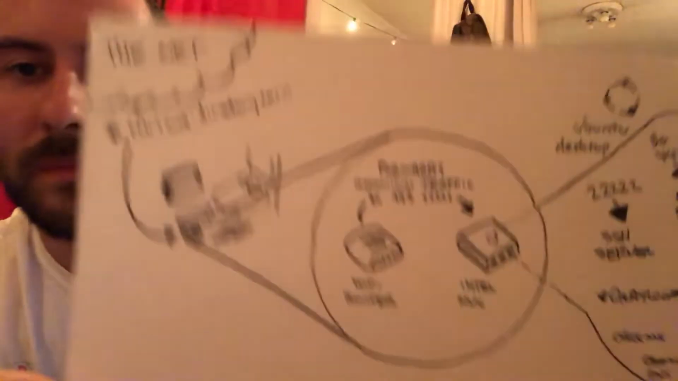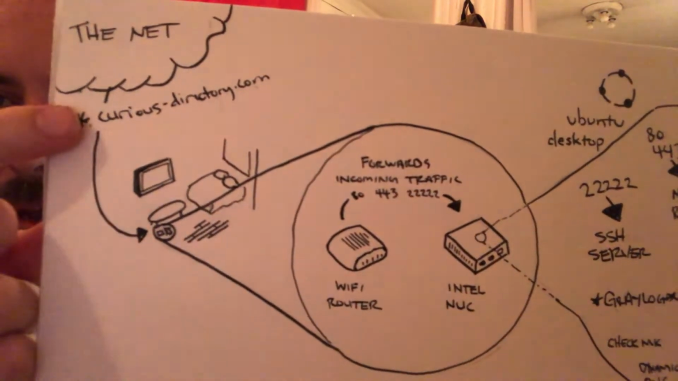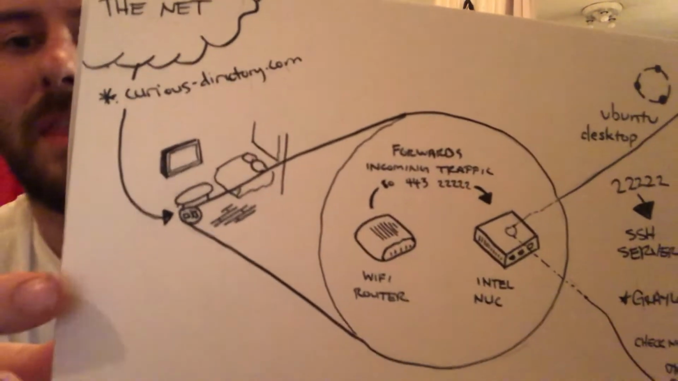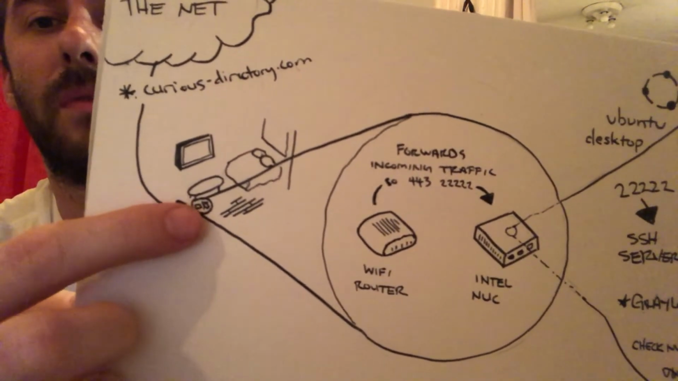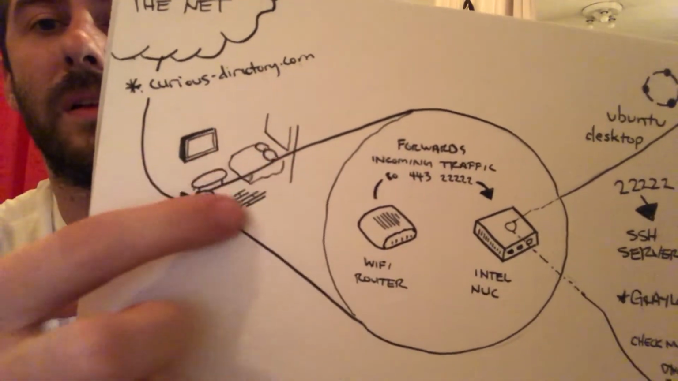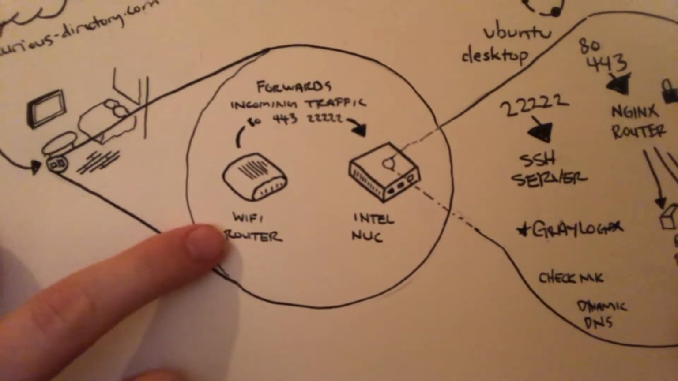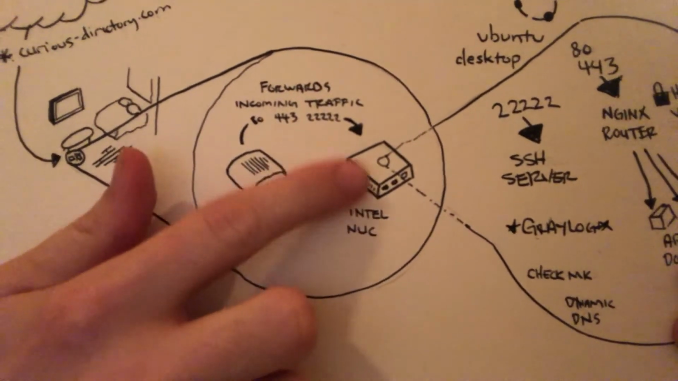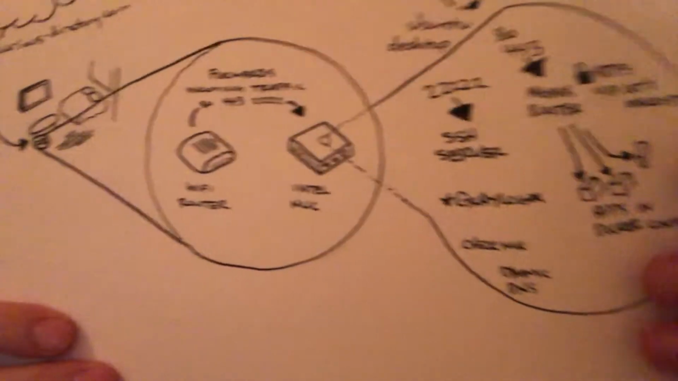So let's take a look at what I'm going to set up here. Here we have the internet, and I'm going to have a domain name, curiousdirectory.com, on the internet that resolves to my little modem and router on my network in my little apartment in New York. And that router is going to forward traffic on a few ports to my Intel NUC. That's 80, 443, and 22222.